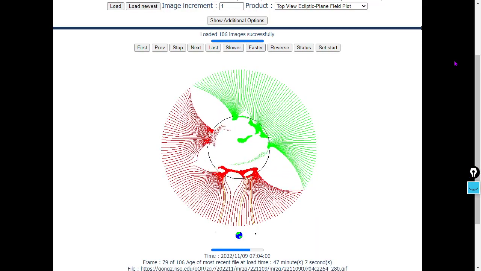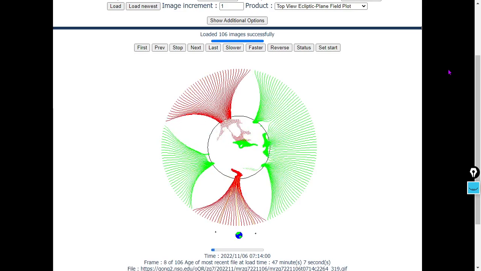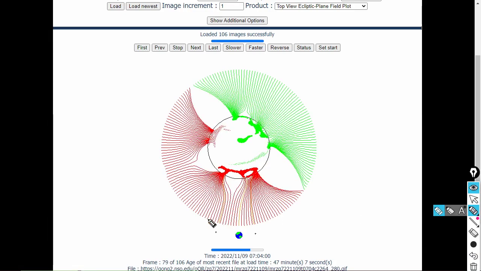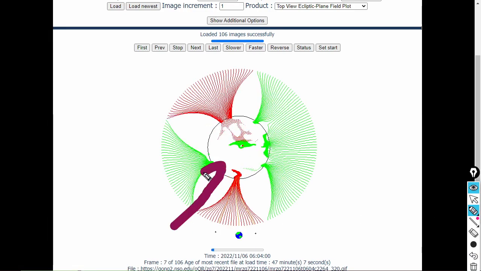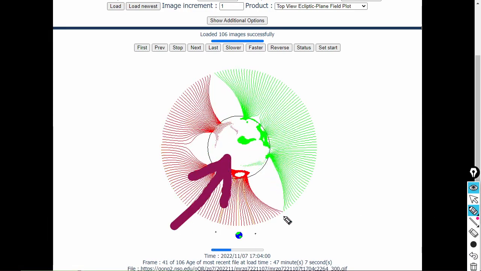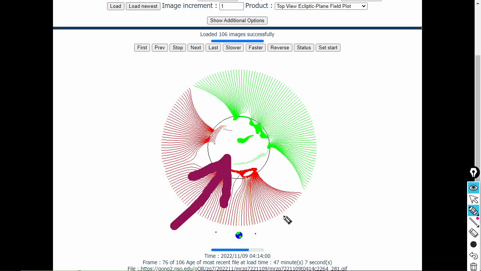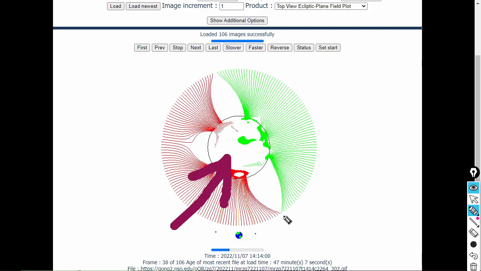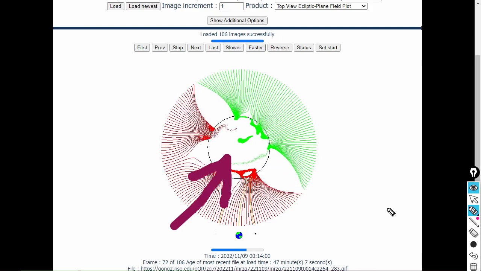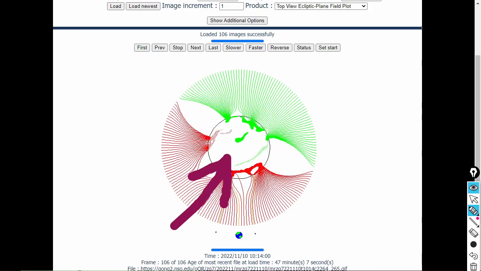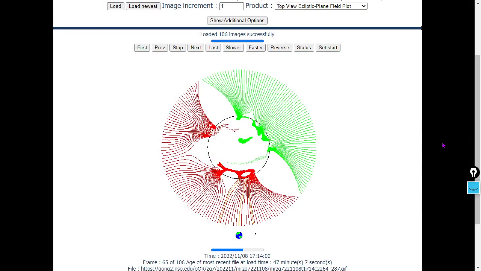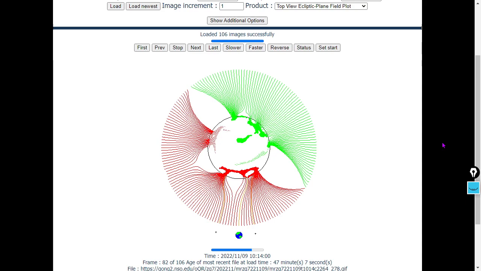And let's take a look at the top view ecliptic plane field plot. We are witnessing the north solar polar field slowly making its way away from the north polar region there. Finally leaving the north polar region, I think. You can see it shrinking there over the past few days. As solar cycle 25 is progressing in a way where the south polar field migration is ahead of the north.